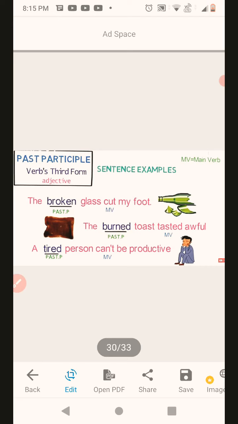Okay, so children, you have learned forms of verbs: first form of verb, second form of verb, and third form of verb. So participle is nothing but the third form of verb. Like take for an example, eat, ate, eaten. So eaten is your third form, so it is past participle.